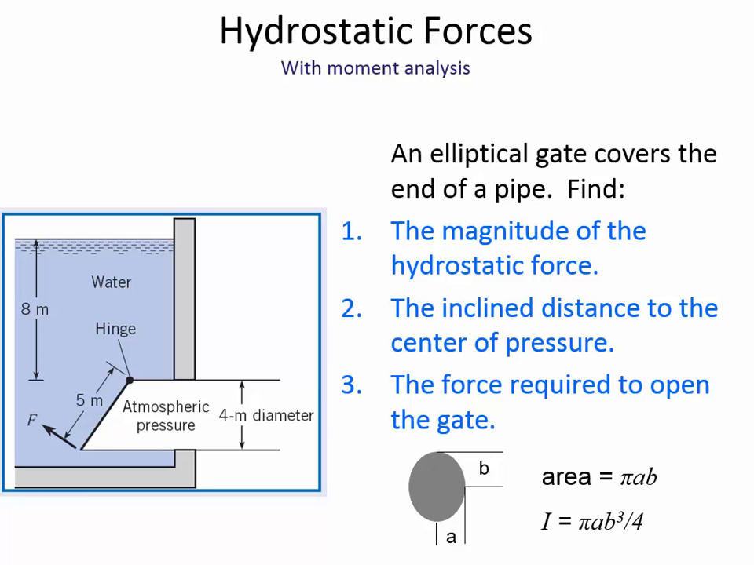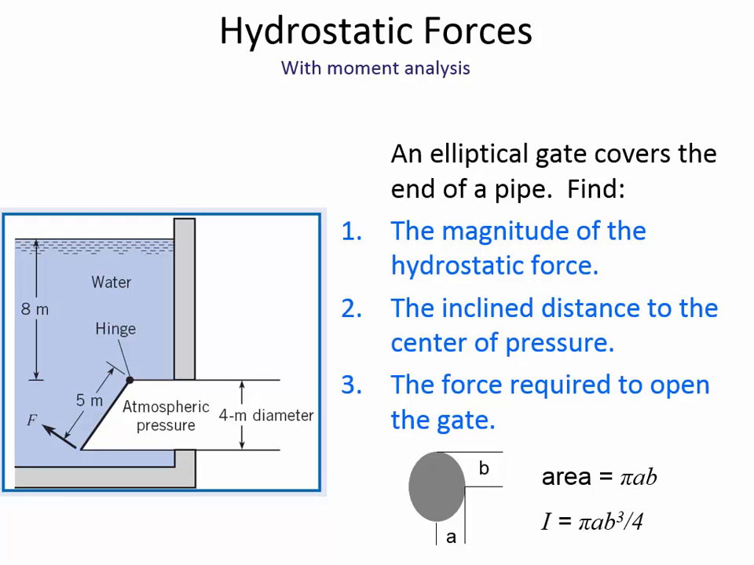All right. So following our pattern of me showing an example, then you work an example with a partner, I'd like you to try this one. It's an inclined gate, but it's not rectangular. All the examples we've worked until now have been rectangular gates. This one's an ellipse. Here's the formula for the area of an ellipse. Here's the formula for the area moment of inertia of an ellipse.